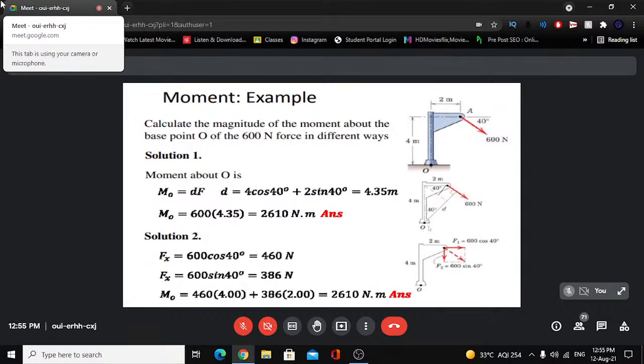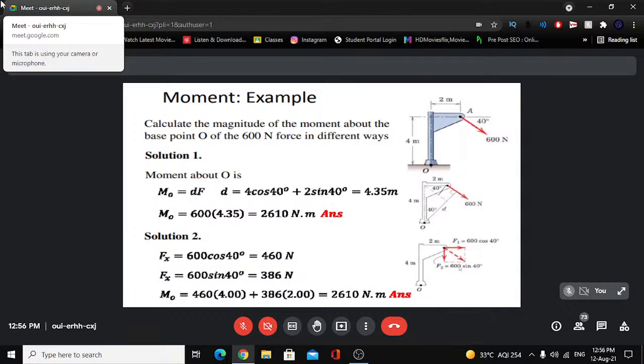That is the moment about O. Now this can be done in so many ways, like all those approaches we discussed here. Another approach, the simplest approach, is what? Just resolve this force along the horizontal direction parallel to the x-axis and along the vertical direction parallel to the y-axis, and get the moment.